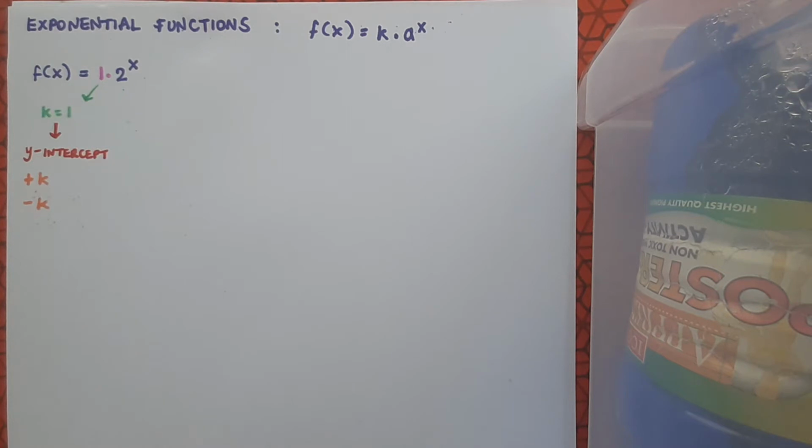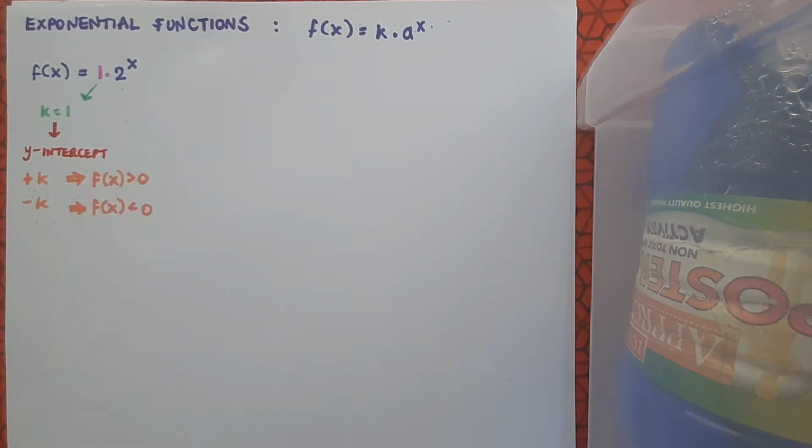Whether k is positive or negative also has an impact on the diagram. K being positive indicates that our function is going to always be positive. This means that the function would always be above the x-axis. K being negative indicates that our function is negative, which means that the function would occur entirely below the x-axis.